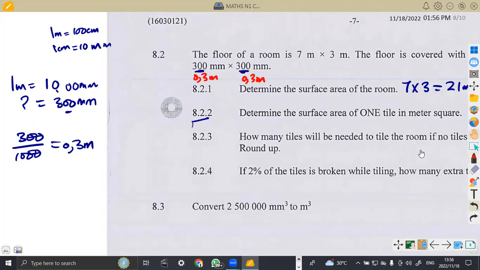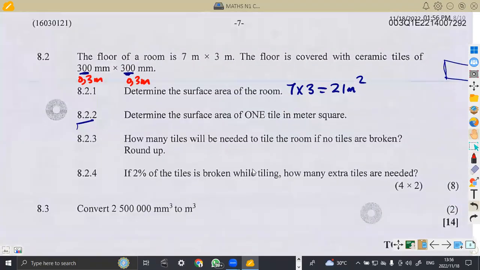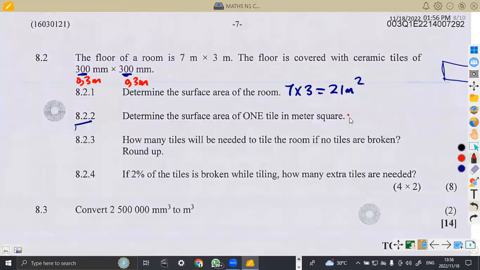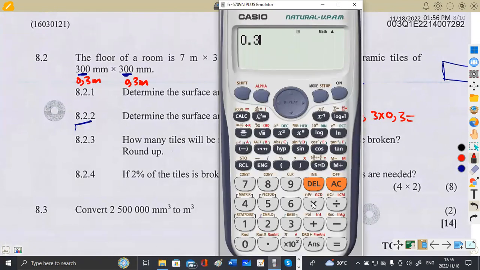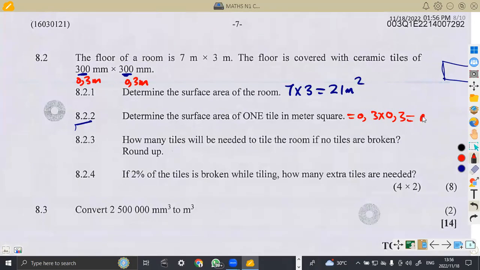Okay, so now for us to have the area, we are just going to multiply, just like what we did here. So it is going to be 0.3 times 0.3. We have got our area in meters. So 0.3 by 0.3, that's what we need, which is going to give us 0.09 square meters.